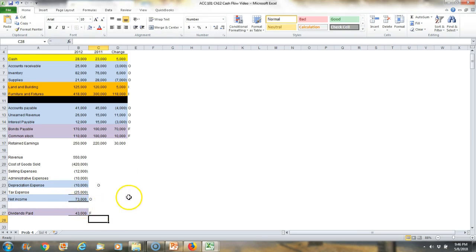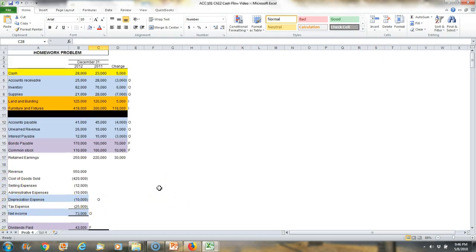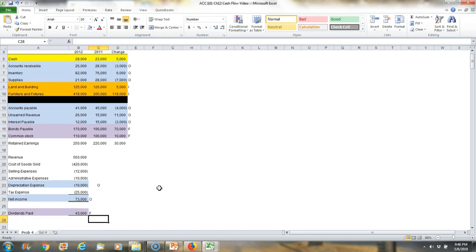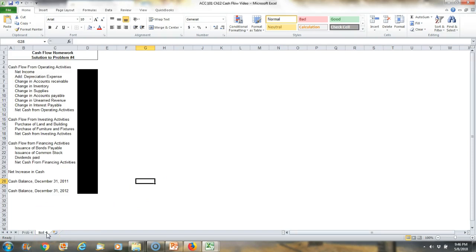Now, a lot of times, they might give us extra information that we don't need. We don't need revenue, costs. We don't need any of this other stuff. Only the stuff that I've highlighted are things that we need. Okay? So then, here is the format of our statement of cash flows.